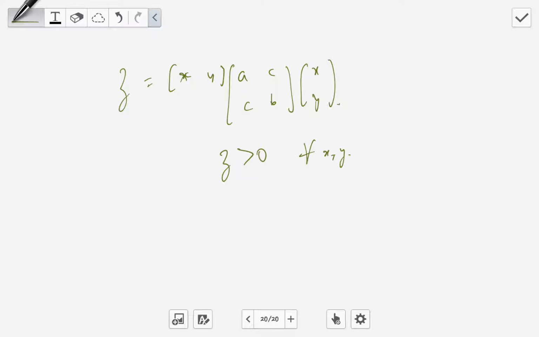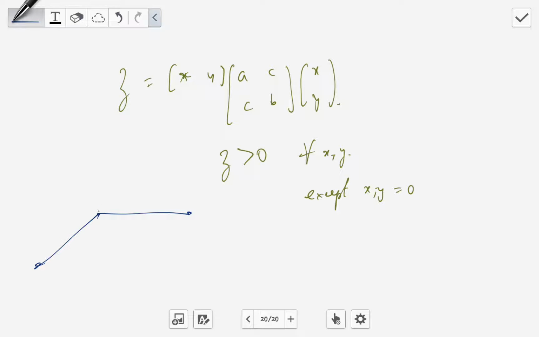Z should be greater than 0 for all x comma y, except x comma y is equal to 0, because at 0 it is obviously 0. For xy not equal to 0, it should always be above this. Okay, so it will pass through the origin, but for every other point it will be above. Fine. This is clear. So I want this to be satisfied. So graphically how could that be?